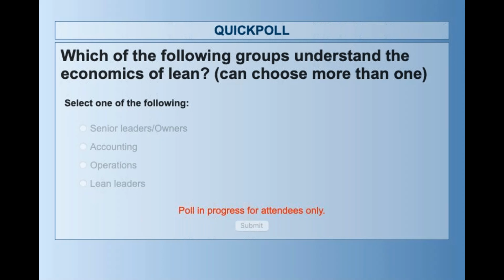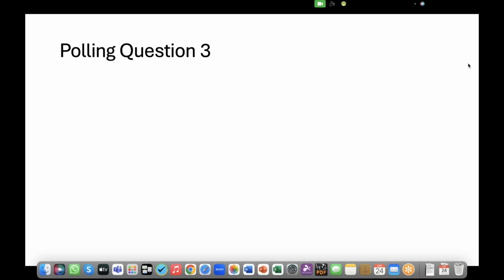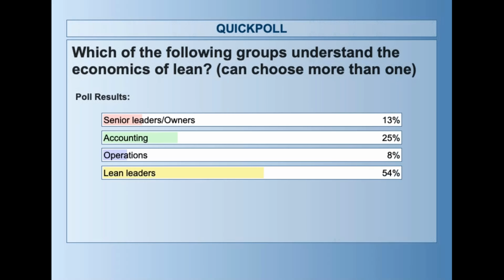All right, I'm going to close the poll. Well, first there's a question here. I think there's a question. All right, let me close the poll, share the results. And I am not surprised by these percentages.